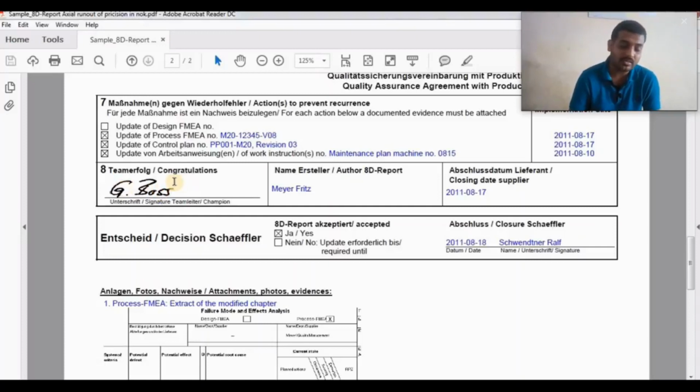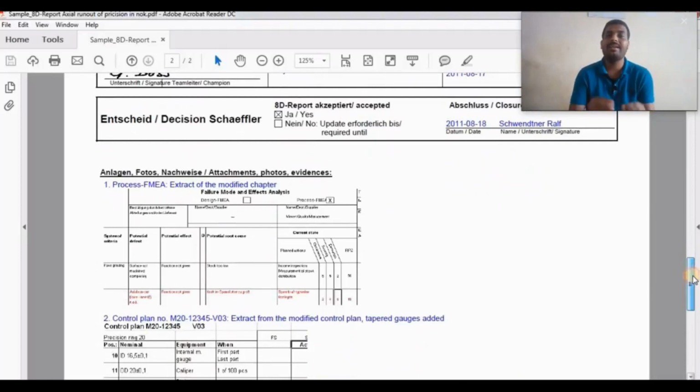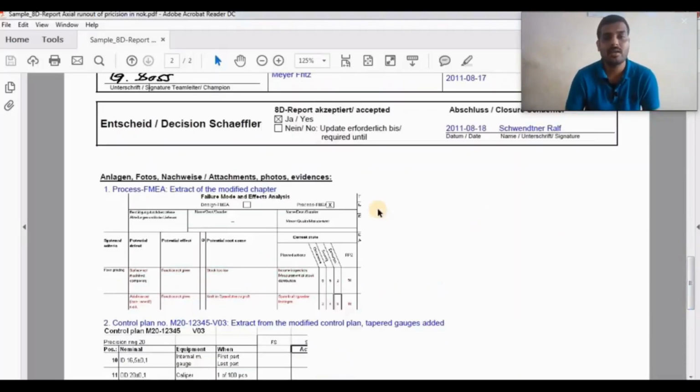So this is a photograph of the new testing method. They have purchased a tapered gauge. Okay, then this Why-Why analysis they have done. These are a few documents related to it. In this way you have to prepare an 8D report for any customer complaint with all the evidences.